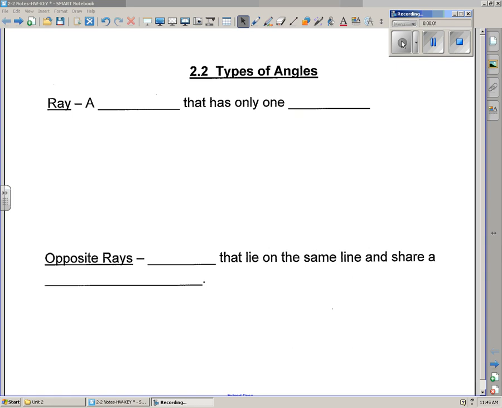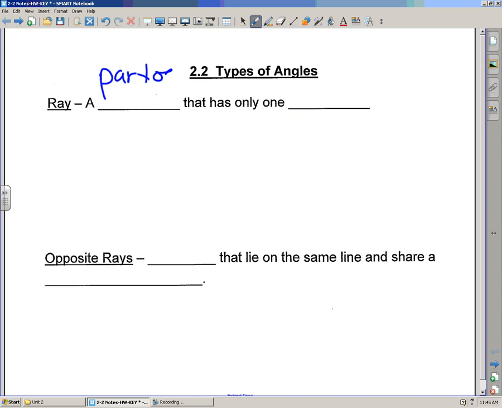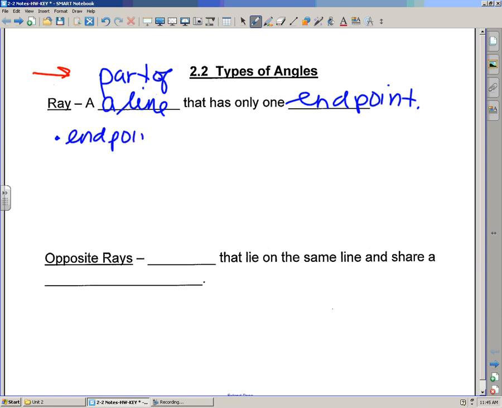So a ray is a part of a line that has only one endpoint. The symbol for a ray is an arrow that always faces to the right. In terms of naming rays, the endpoint must always be the first letter that you use. And also the symbol, as we said before, always must go to the right.